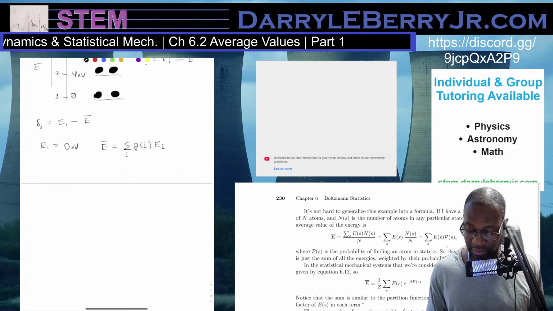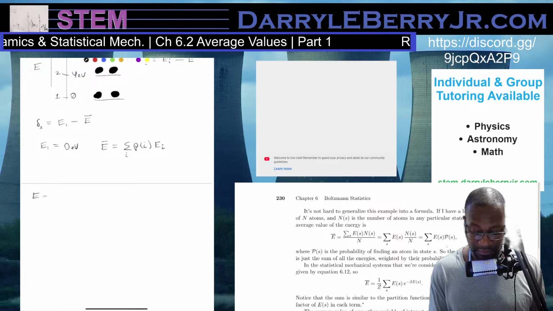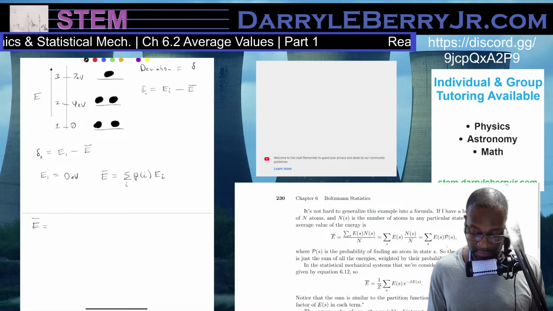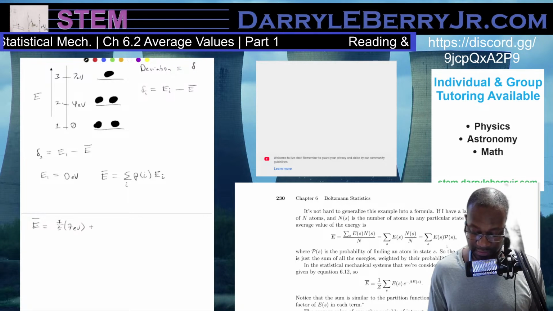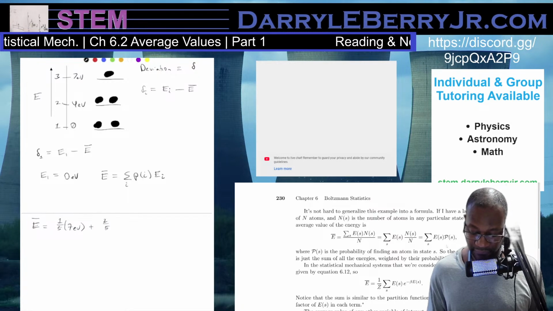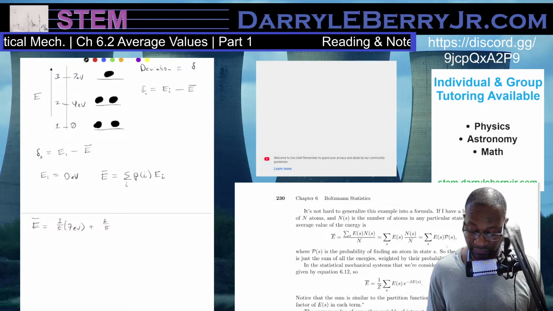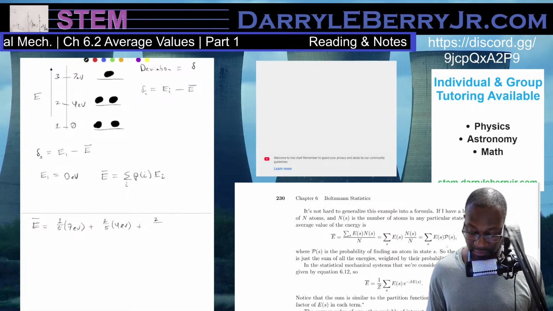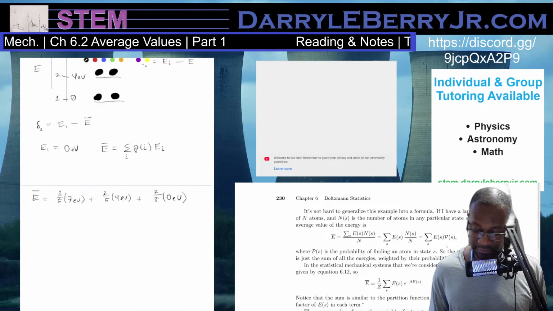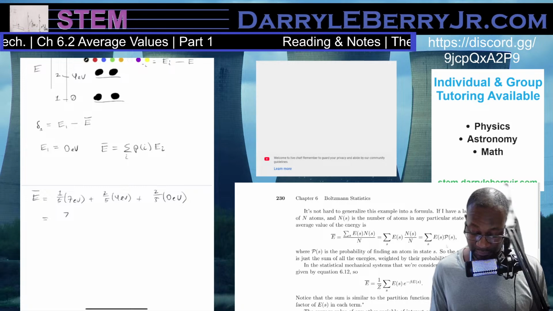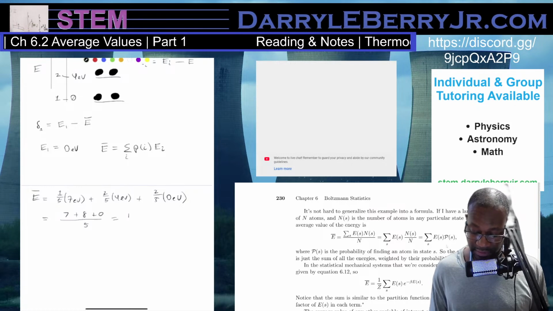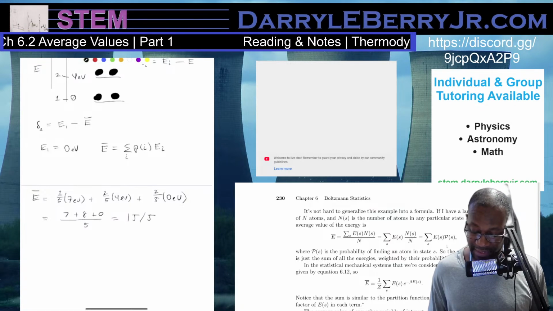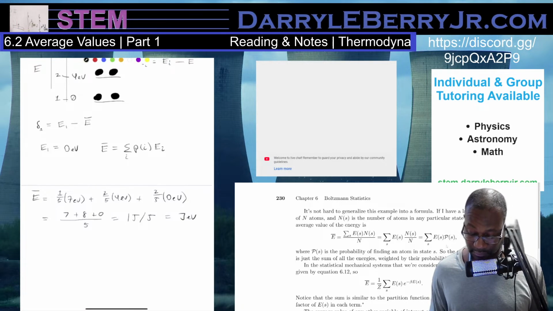Let's take a look and see what this is. Well, we actually did it earlier, but I'll do it again for practice. So the average energy equals 1/5, that's a probability, of 7 electron volts, plus 2/5 probability of 4 electron volts, and 2/5 probability of 0 electron volts. So that equals 7 plus 8 plus 0 divided by 5. 15 divided by 5. So that's 3 electron volts, which is what we had before.